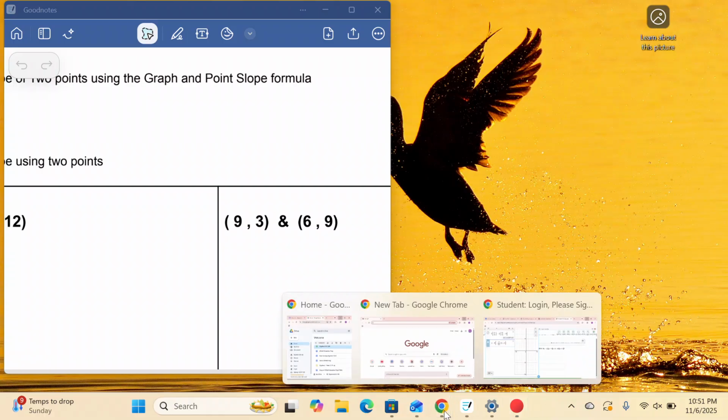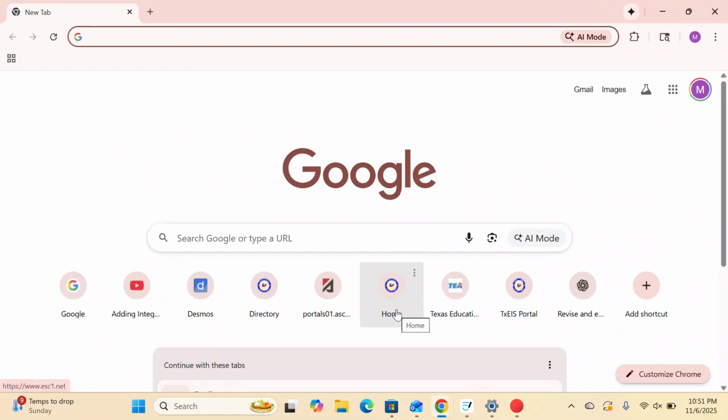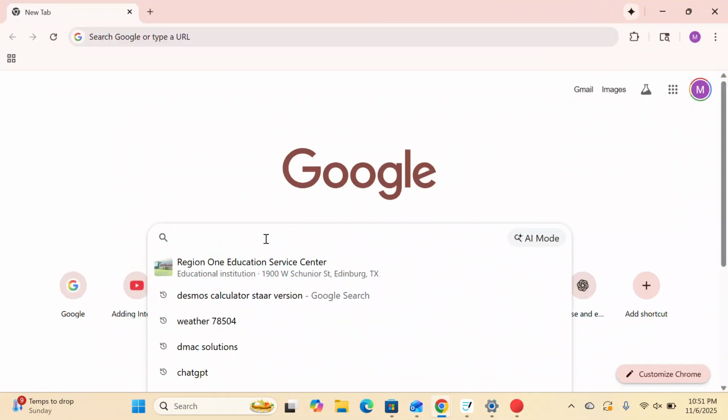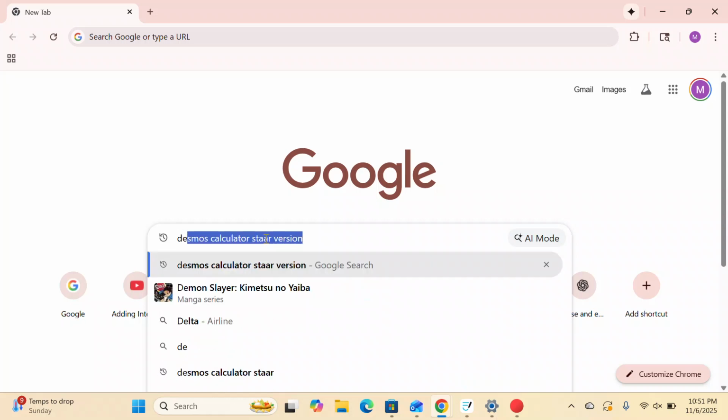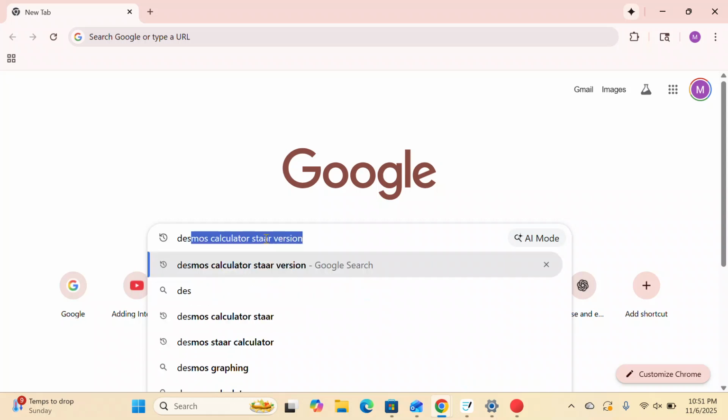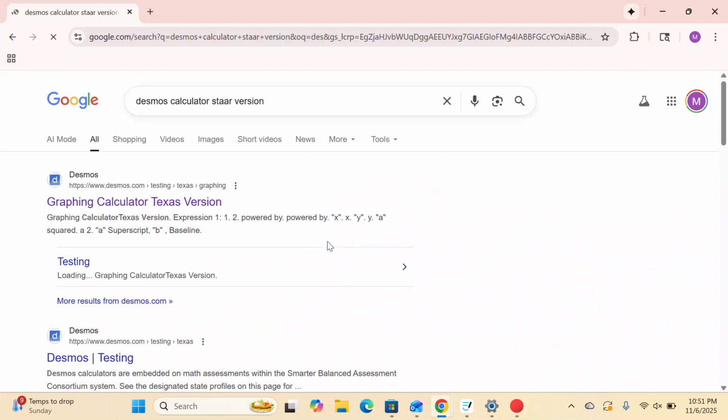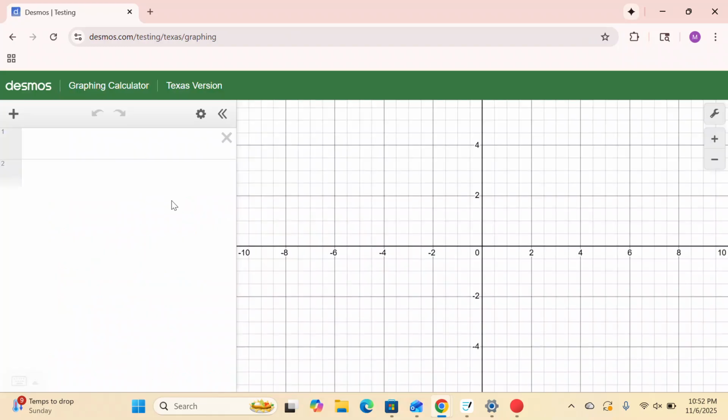So I love to go to my Google right here, and I love to search to get our Desmos. All I have to do is go into Google and search Desmos Calculator STAAR version if you are in the state of Texas, or Desmos aligned to whatever your state test is. So I'm going to click on it, go to the Desmos Graphing Calculator Texas version, and pull it up, and that is my Desmos Calculator.